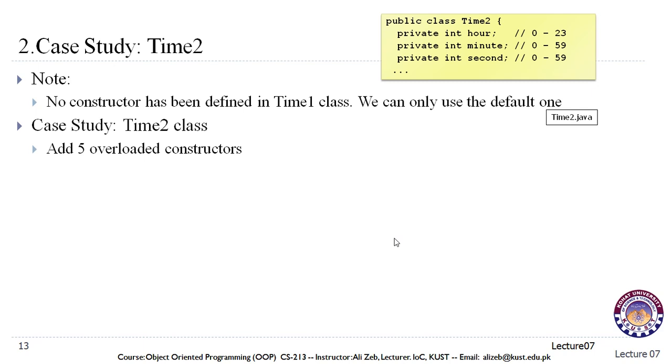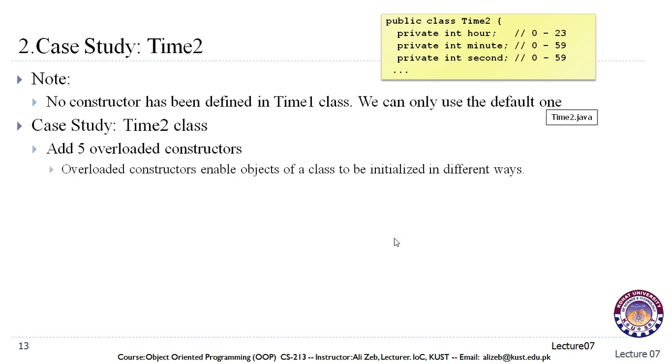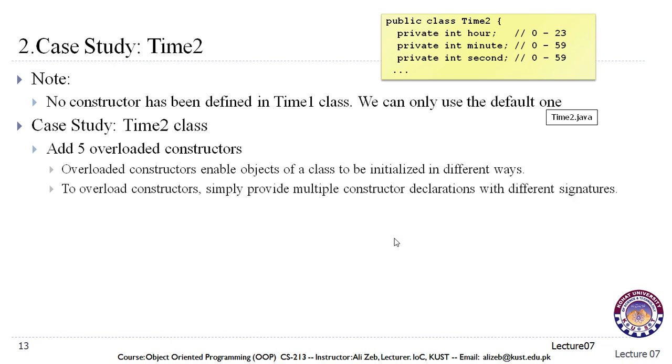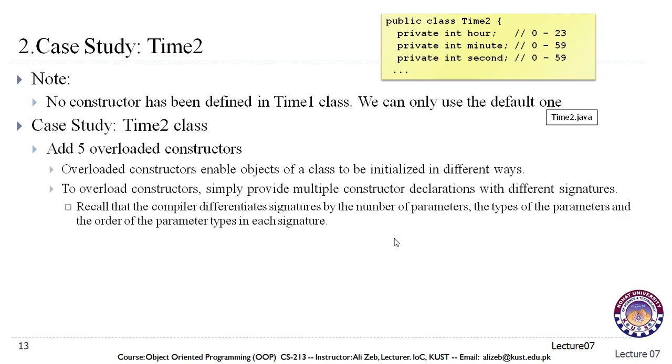As you can see in the example in the book, overloaded constructors enable objects of a class to be initialized in different ways. To overload constructors, simply provide multiple constructor declarations with different signatures. Recall that the compiler differentiates signatures by the number of parameters, the type of the parameters, and the order of the parameter types in each signature.